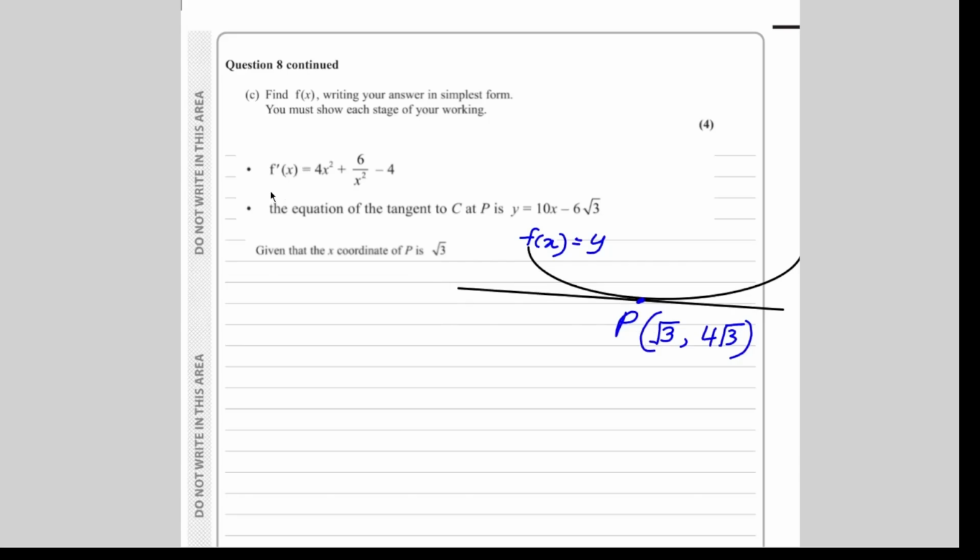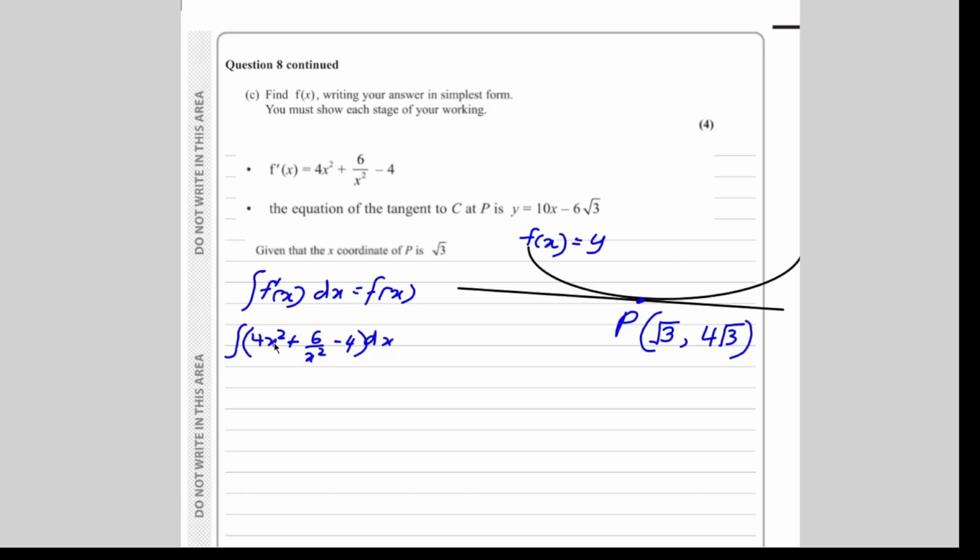So since f dash of x is given, we know that when the differentiated formula is given, we can get the original equation. Once we have f dash of x, we can get f of x by integrating it. This is the formula. So let's integrate f dash of x. I'm going to integrate 4x squared plus 6 over x squared minus 4, all dx.